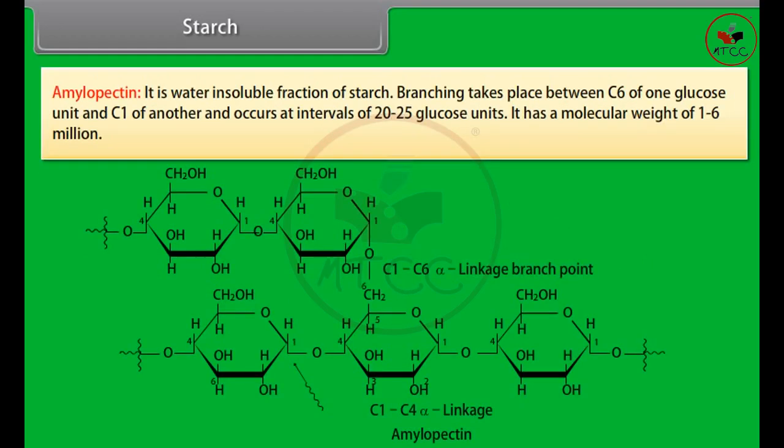Amylopectin. It is the water-insoluble fraction of starch. Branching takes place between C6 of one glucose unit and C1 of another, and occurs at intervals of 20 to 25 glucose units. It has a molecular weight of 1 to 6 million.